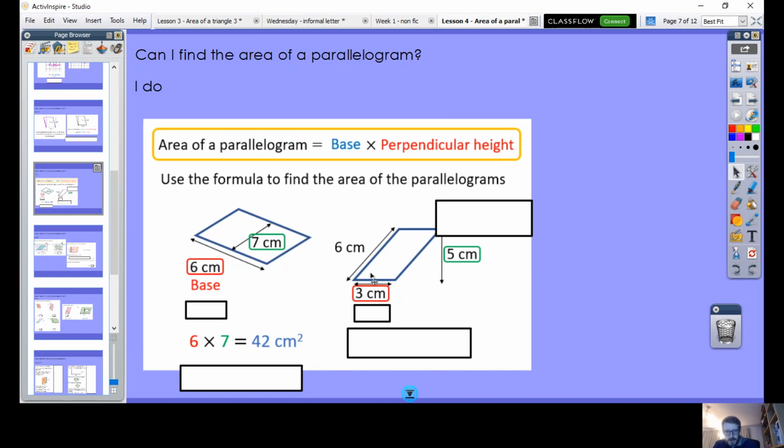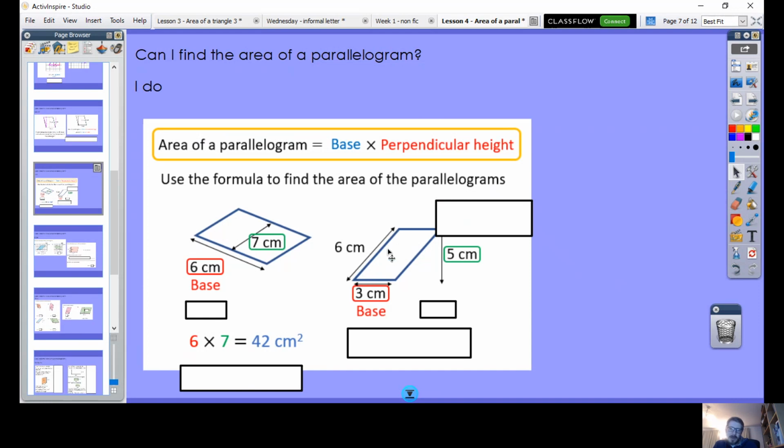Here we've got 3 lengths. So which is the base, which is the perpendicular height? We've got the base here, which is this side, and then the perpendicular height is this measurement here. This is not going in a straight line from the base. It is traveling at a different angle.